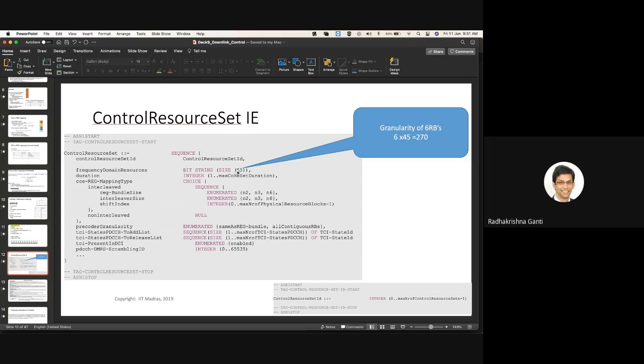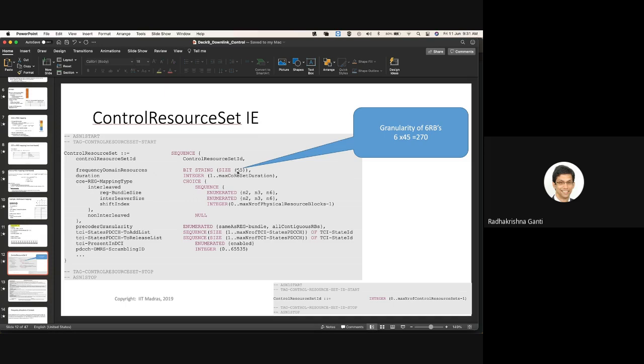This also shows that your CORESET need not be contiguous in frequency. If it were contiguous, they could just give you a start and stop. Instead, they use a bit string: if this bit is on, the first 6 RBs are present in your CORESET. If the next bit is 1, the next 6 RBs are present. If the next bit is 0, those 6 RBs are not present in your CORESET. Is this fine? Understood this?